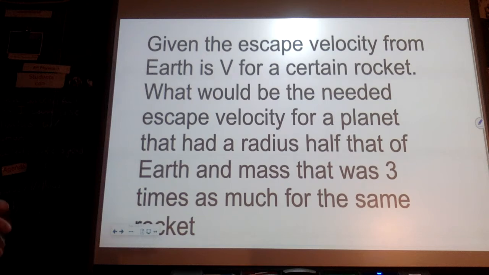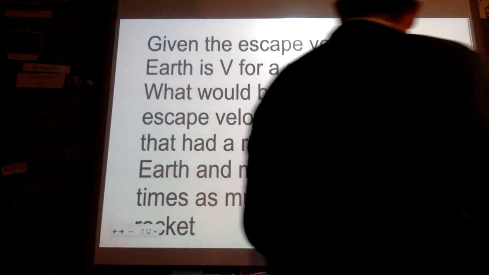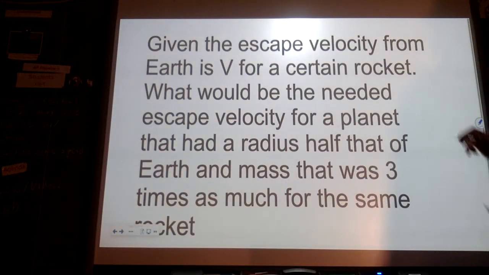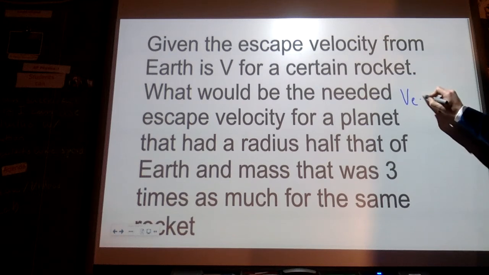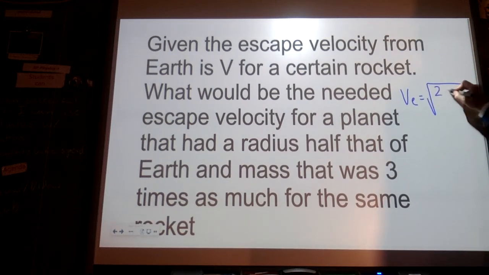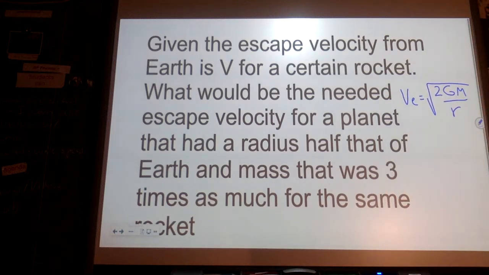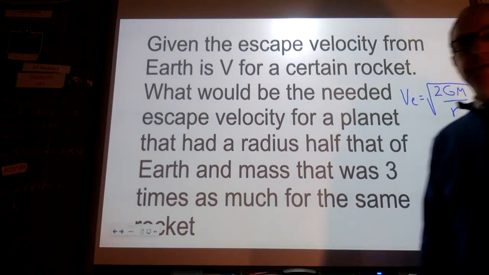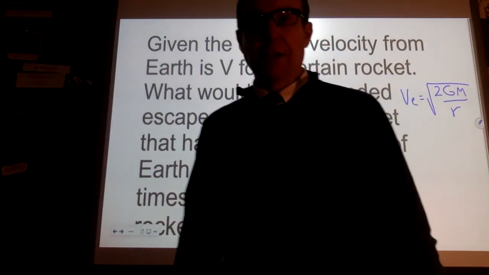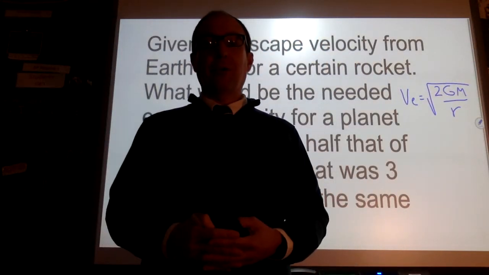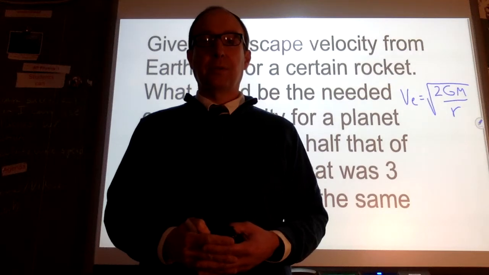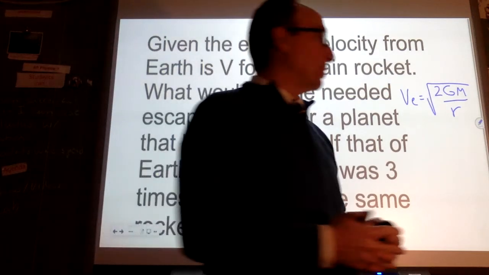All right, so what would be the needed escape velocity for a planet that had a radius half that of the Earth and a mass that was 3 times as much, for the same rocket? So we're saying that our escape velocity was the radical of 2GM divided by r. So for problems like this, when they're asking you how one thing changes another, I would encourage you to put in ones and see how that changes.